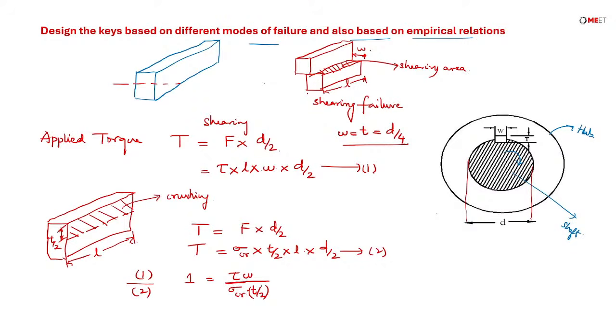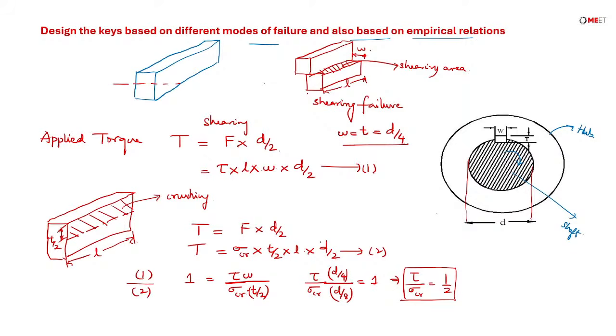So now if you substitute over here, then tau by sigma CR, W is D by 4, and in the denominator it would be D by 8. This is equal to 1. So we get tau by sigma CR equal to 1 by 2. So the ratio of shearing stress to crushing stress is 1 by 2.